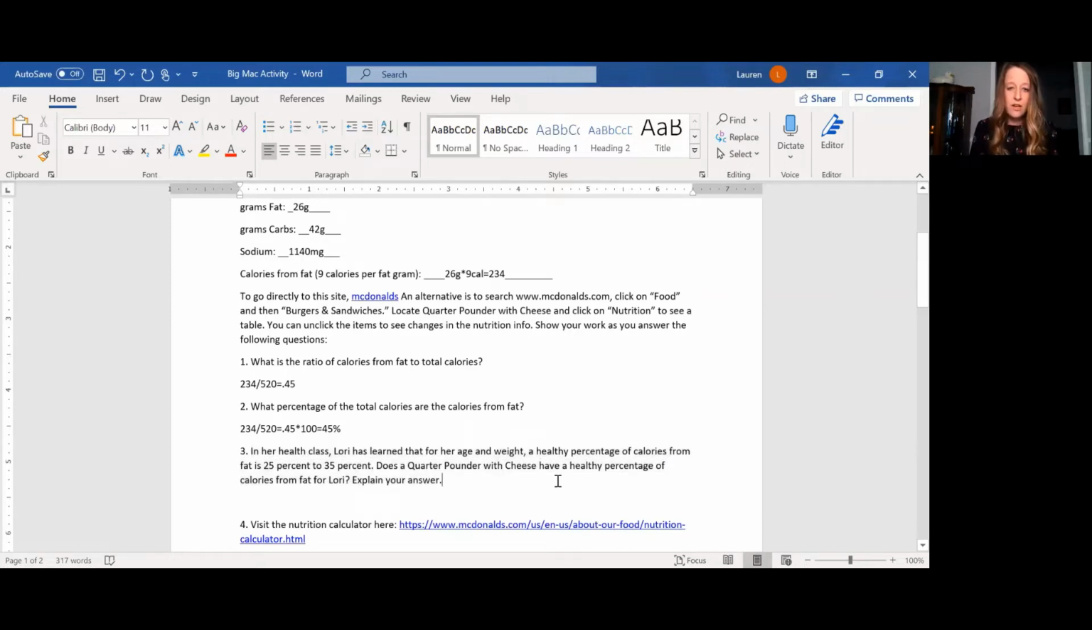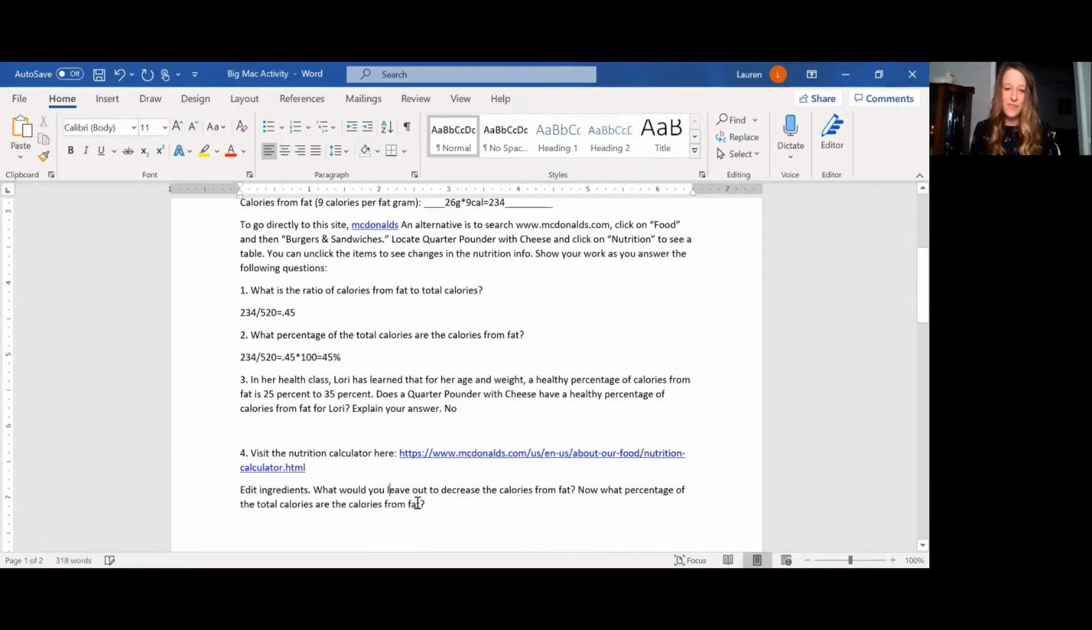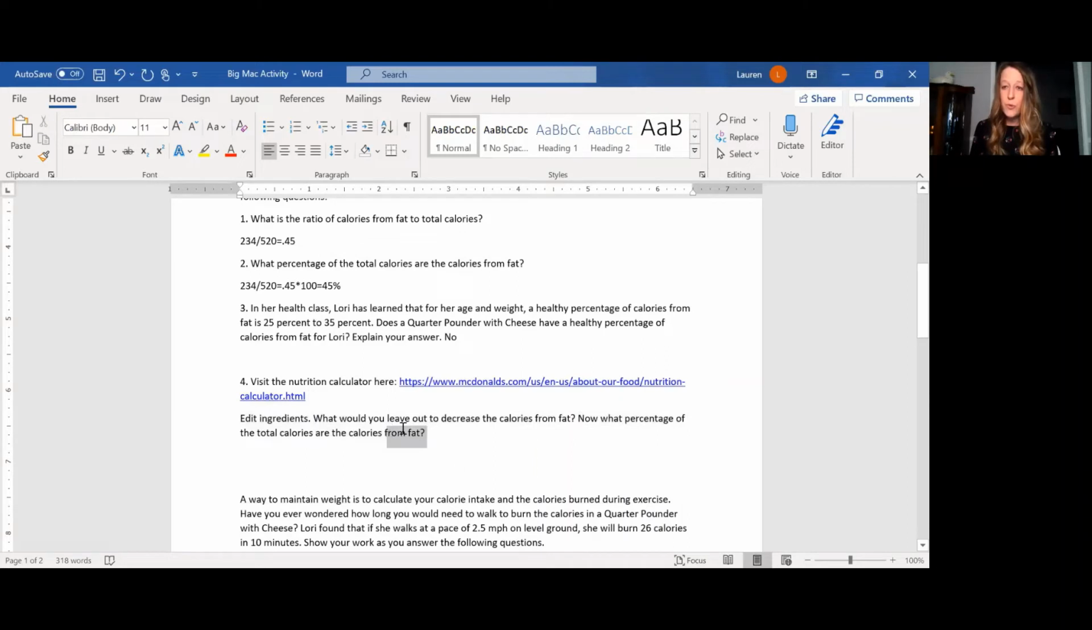Lori learned from her health class that a healthy percentage of calories from fat is 25 to 35%. So does a Quarter Pounder with cheese meet this standard? Well, no. We're actually quite a bit higher than what we would want for a healthy meal. So this is a no for this question. And the next question asks us to make some edits. Can we remove certain ingredients potentially to change this percentage due to fat?